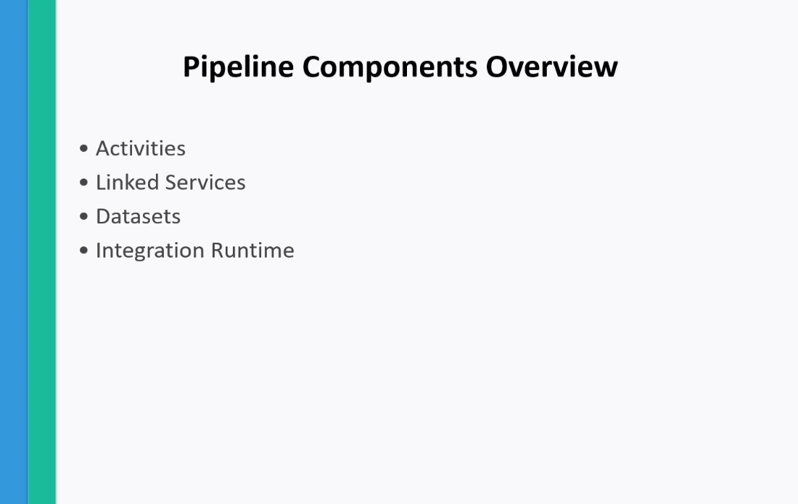Now, the pipeline components are very important here. A pipeline is not created using one single thing. It is built using multiple components. The main components are activities, linked services, datasets, and integration runtime. If you understand these four clearly, you can easily build pipelines in Azure. Now let's understand each component one by one.